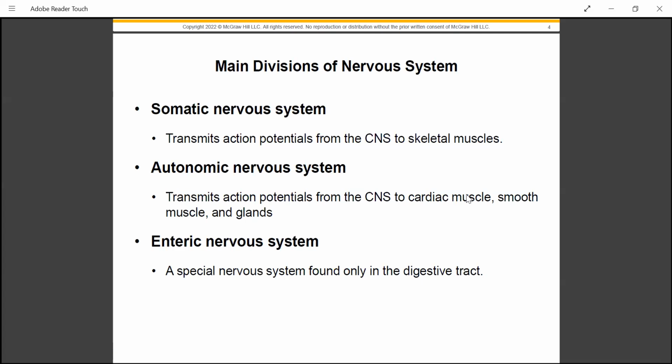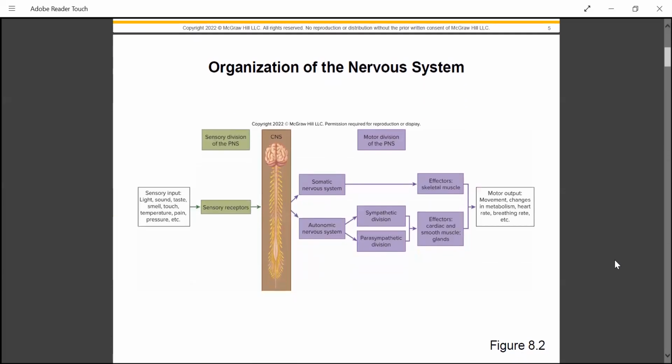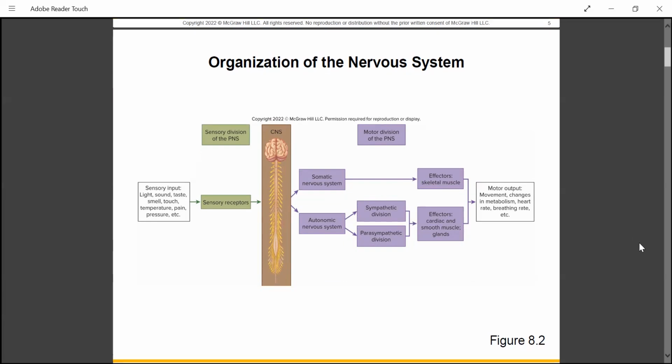And then this enteric nervous system we won't talk a lot about, but I just want to make you aware of it. We have a special division of our nervous system that's only in our digestive tract. And this actually functions completely independently of the central nervous system. So when you have a gut feeling, you can blame your enteric nervous system. There is some communication between our guts and our brains. And this just shows you that breakdown here, and we'll discuss this a little bit more going further.